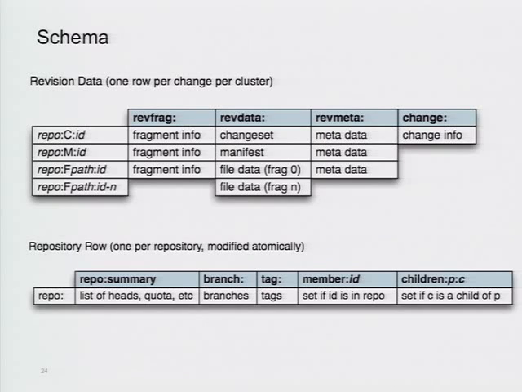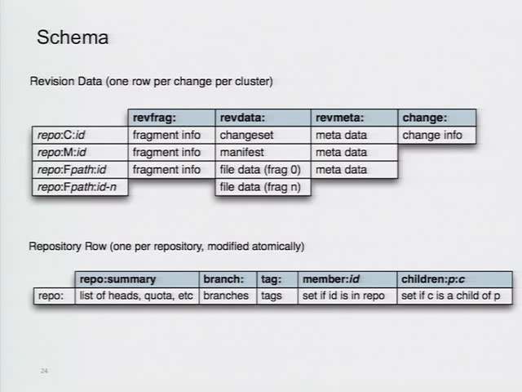Because, as I mentioned, these are sorted lexicographically, this has the advantage, and they're split into tablets, where rows that are close together are likely to end up on the same machine and can be accessed very efficiently together. So all the change sets for a single repository end up next to each other lexicographically. Same with the manifests, same with the different versions of each file.